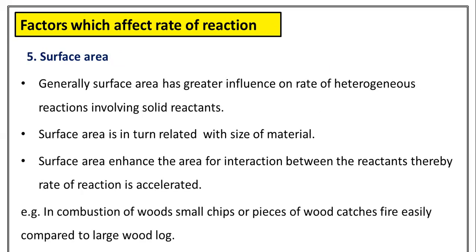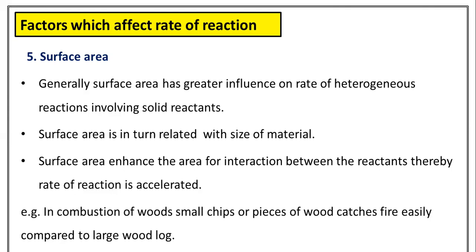Now, the next parameter is surface area. Generally, surface area has a greater influence on a rate of heterogeneous reaction using solid reactants. So, whenever one of the reactants is a solid, say for example, if the reactant is solid and another reactant is liquid, or second situation, if one reactant is solid and another reactant is gas, in such case the surface area has a greater influence on the rate of heterogeneous reaction.